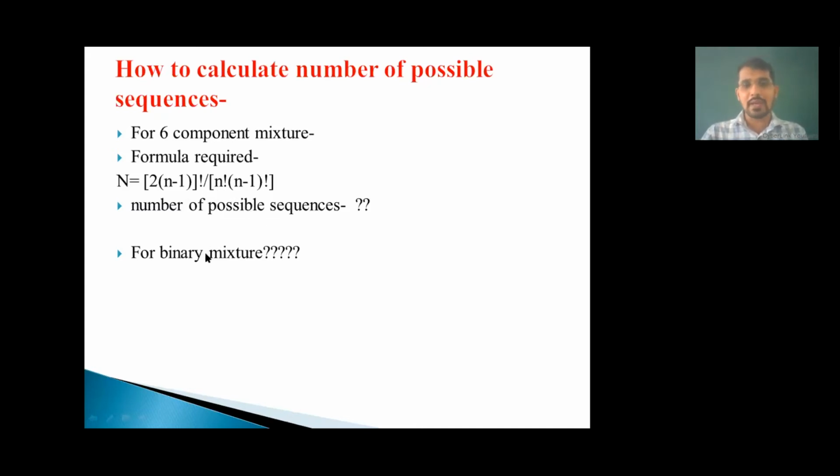Similarly, calculate for a binary mixture. Binary mixture means the number of components is 2. The number of columns required is n minus 1, which is 2 minus 1, that is 1 distillation column. So calculate here for a binary mixture how many sequences are possible.